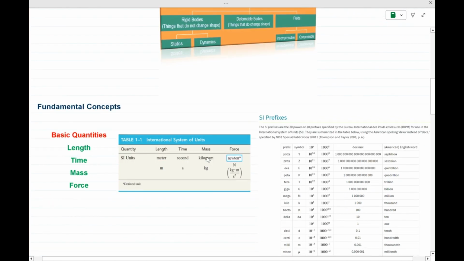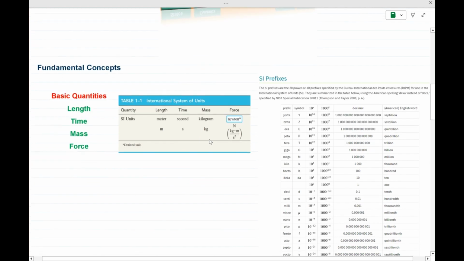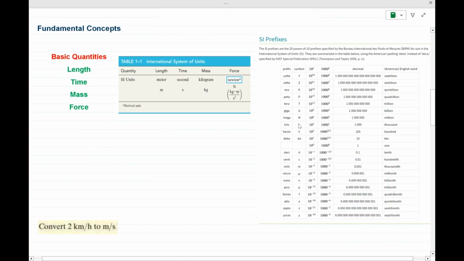The first chapter in Hibbeler's book introduces us to some fundamental concepts. These fundamental concepts, like basic quantities such as length, time, mass, and force, have specific units according to the International System of Units. We have to understand them very well so that we can convert between one another. We also have to understand the standard international prefixes, and know how to move up and down according to our needs. In this first chapter we will have some questions to do, like convert 2 kilometers per hour to meters per second.